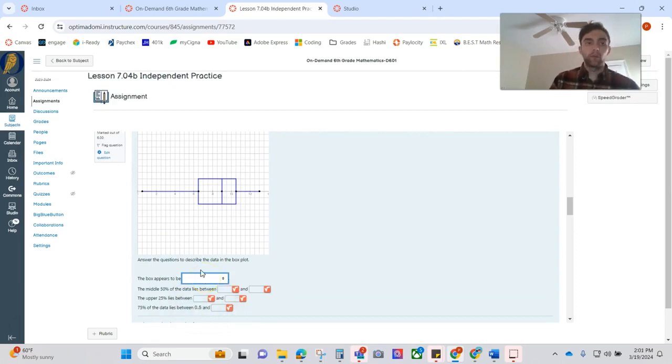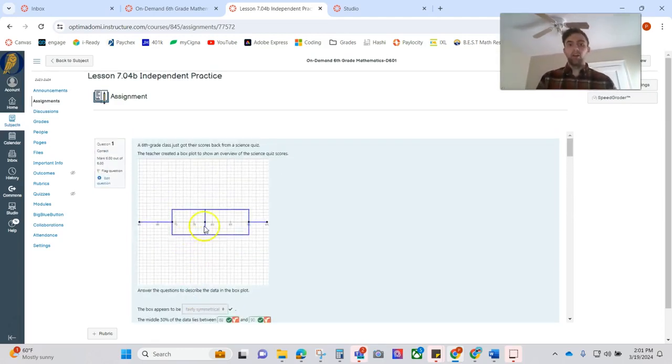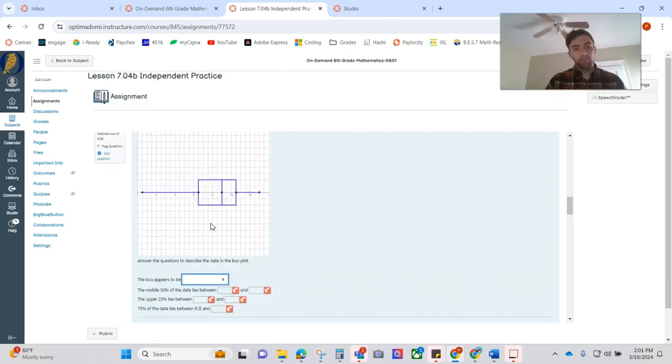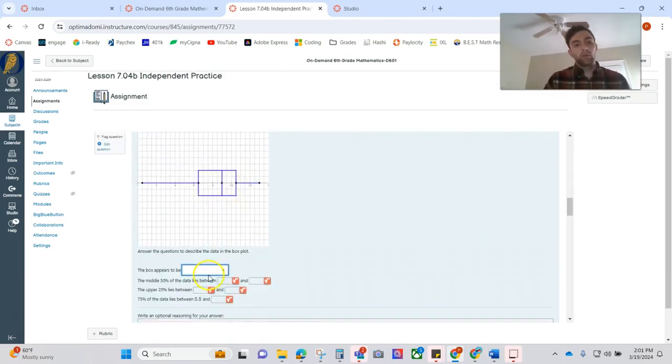If one of the four sections of a box and whisker plot is way bigger or way smaller than the other sections, then it's skewed. It's not normal. If all of the pieces of a box and whisker plot are almost the same, like up here in question 1, then it's fairly symmetrical. Here we have a whisker that looks way bigger than the other pieces, so I think it's skewed.